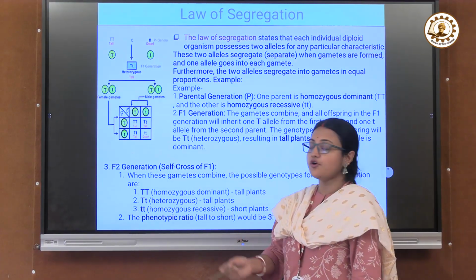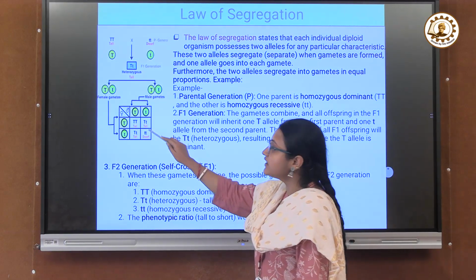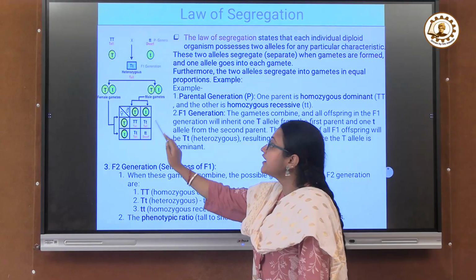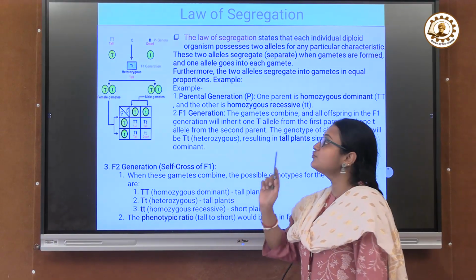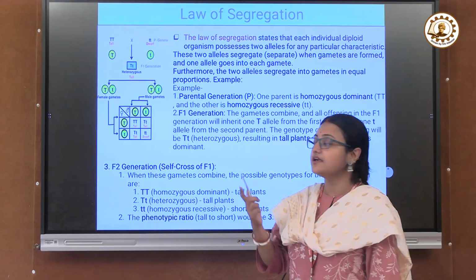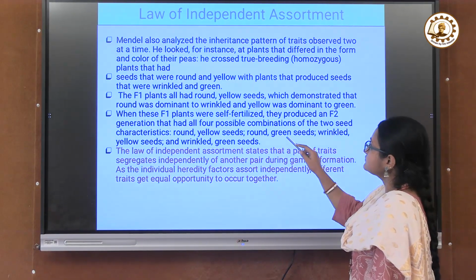And the genotypic ratio is 1 homozygous tall or true tall, 2 heterozygous tall, and 1 homozygous dwarf, so 1:2:1. The phenotypic ratio is 3:1, what we can see, and the genotypic ratio is 1:2:1.